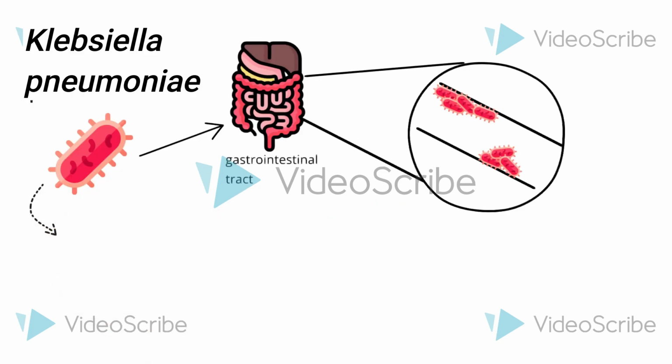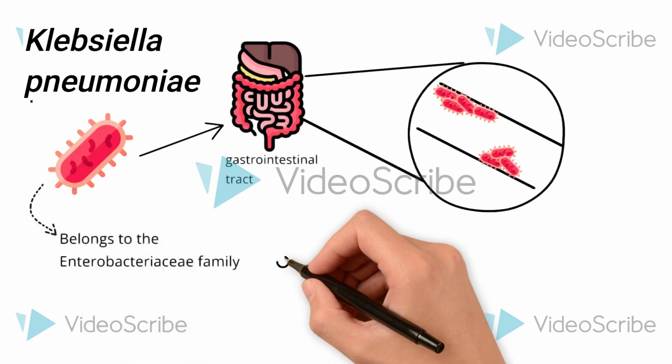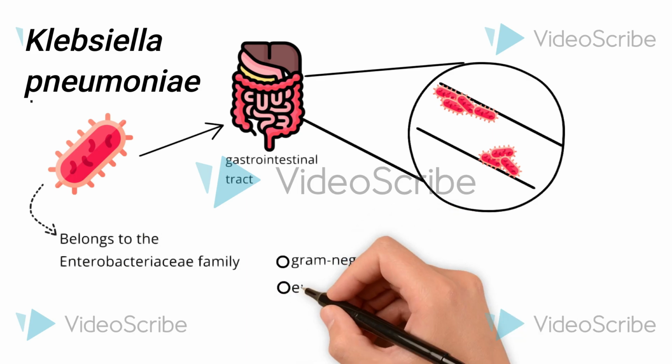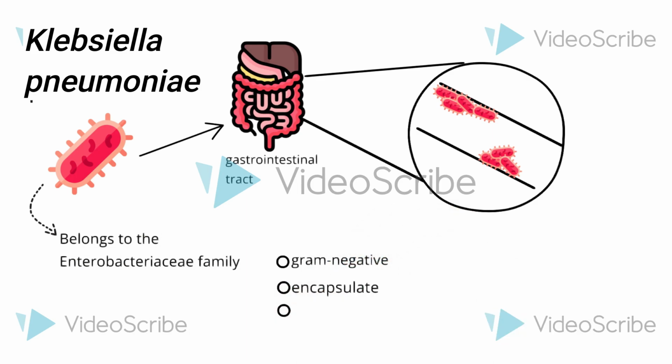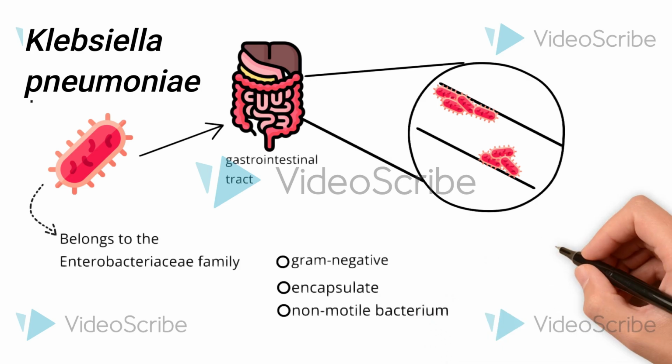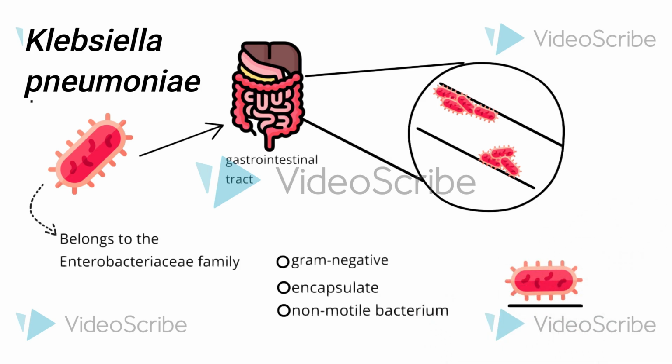Klebsiella pneumoniae belongs to the Enterobacteriaceae family and is described as a gram-negative, encapsulated and non-motile bacterium that appears rod-shaped under the microscope. The size typically ranges from 0.3 to 1 micrometer in width and 0.6 to 6 micrometers in length.